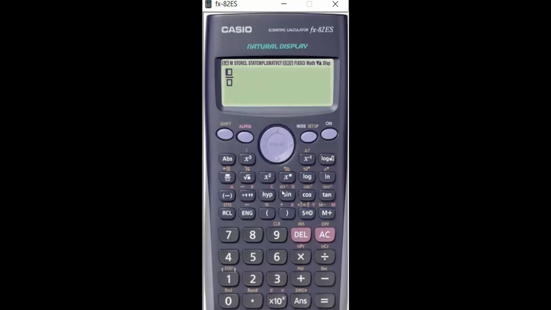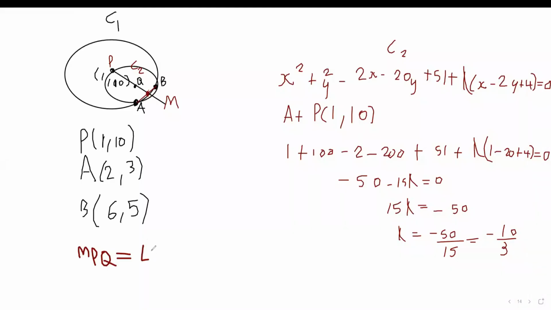Gradient of the line is y2, 50 over 3, minus y1 of 10, divided by x2, 8 over 3, minus x1 of 1. So the gradient of PQ is 4. It worked out pretty. The gradient of PQ is 4. Yeah? That's nice, no? Yes.